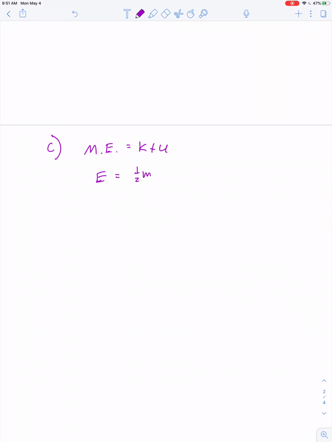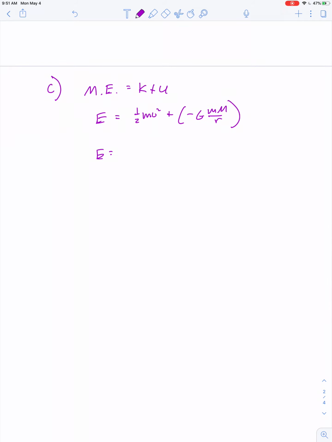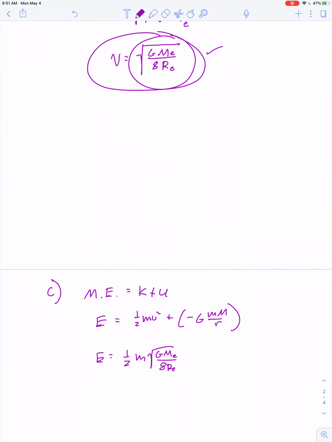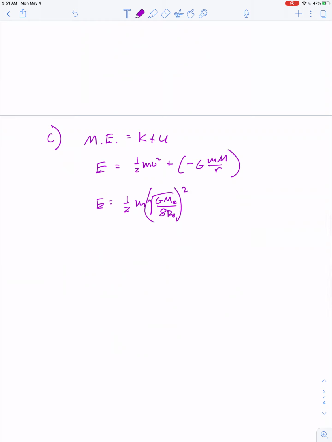So E equals 1/2 mv squared plus negative GMm over r. This means E equals 1/2 m times the square root of GM over 8r, right? Just substituting in our answer from the last part. But then all that is squared, so we're taking the square root and then squaring it, so that'll simplify a bit. Minus GMm over 2 R_E. Orbital radius is 2 times the Earth radius.